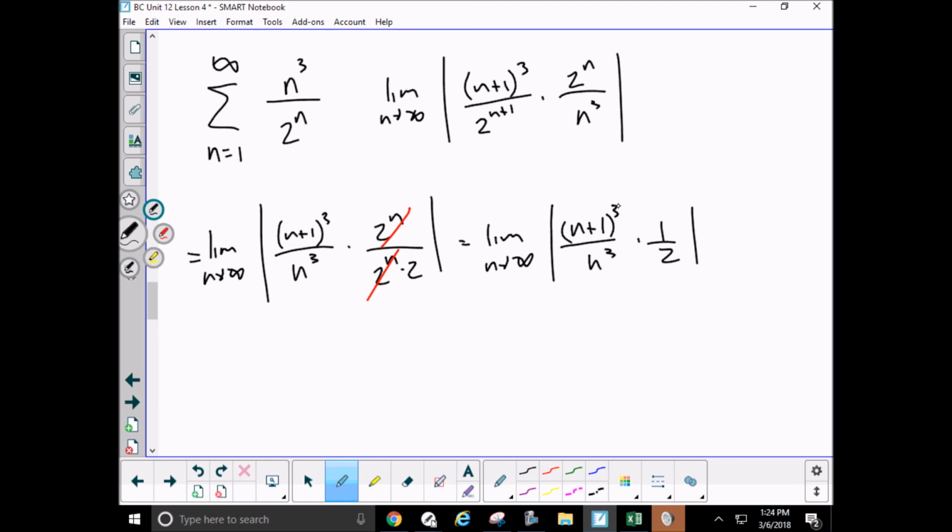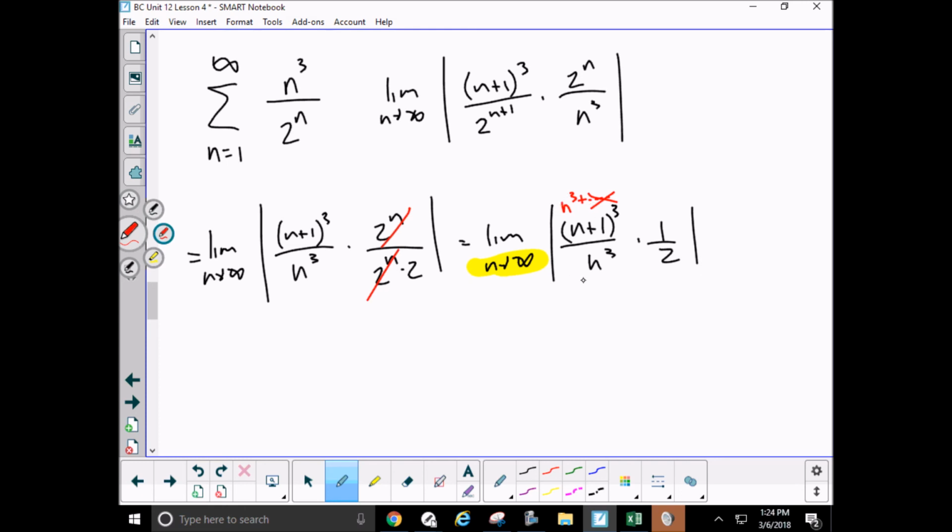Now people try to simplify this, but actually I don't want to simplify this. I'm ready to take the limit as n approaches infinity. Now if I plug in infinity here, I get infinity over infinity. That doesn't get you an answer that you should like. But instead you think about the relative growth of things by looking at their highest degree or the fastest growing terms. You can rewrite n plus 1 cubed as n cubed plus other stuff that will grow slower than n cubed. That other stuff is insignificant compared to the growth of n cubed.